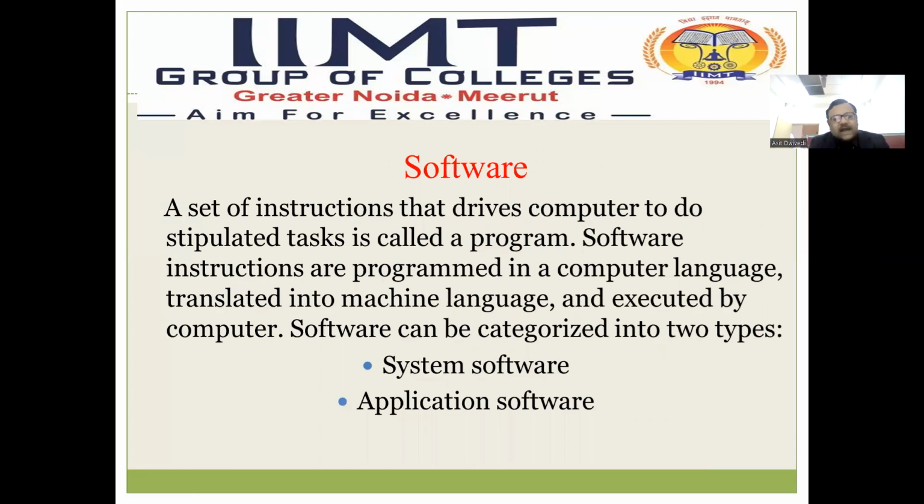Software: a set of instructions that drives the computer to do stipulated tasks is called a program. Software instructions are programmed in a computer language, translated into machine language, and executed by the computer. Software can be categorized into two types. First, there is system software. Next is application software.